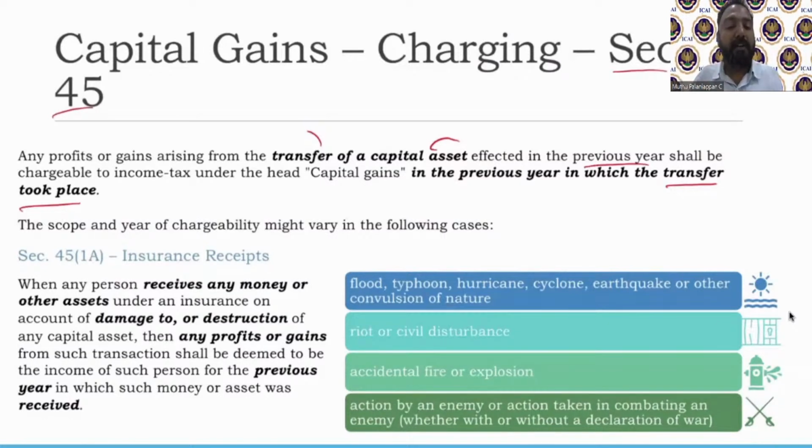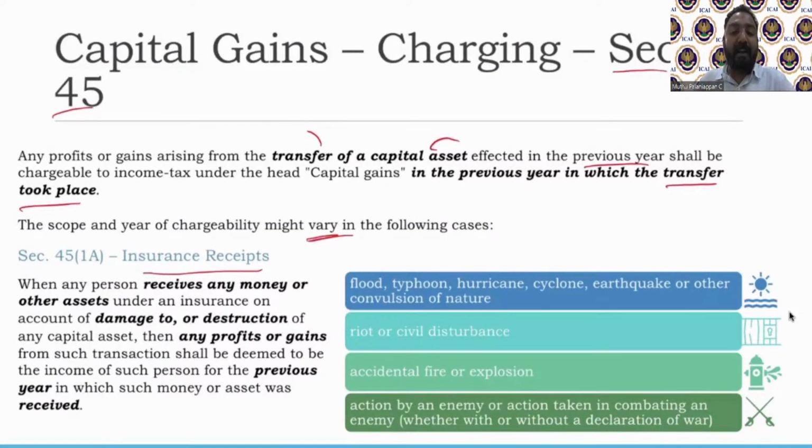So any profit or gains arising from the transfer of a capital asset effected in the previous year shall be chargeable to income tax. We were stressing this concept: previous year transferred, previous year taxed. The same year it is transferred, the same year it is taxed. But in some cases it varies. There are exceptions to this concept. The first exception is insurance receipt.